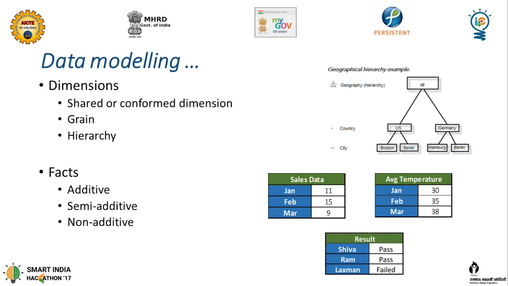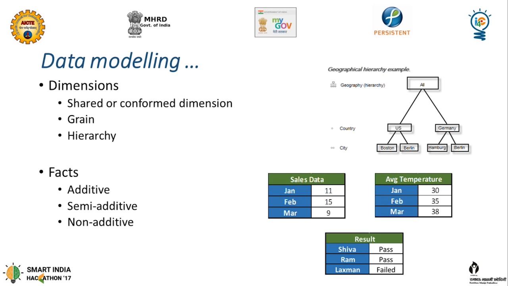We will continue with data modeling. Now dimensions. Dimensions are shared or conformed dimensions. What is a shared dimension? The word itself tells you. An example is the time dimension. Any solution you are going to work on will have a time dimension. It will have a geography dimension because we are talking about India, which is a big country having many states, isn't it? So you share a few dimensions across your solutions. That is a shared dimension.